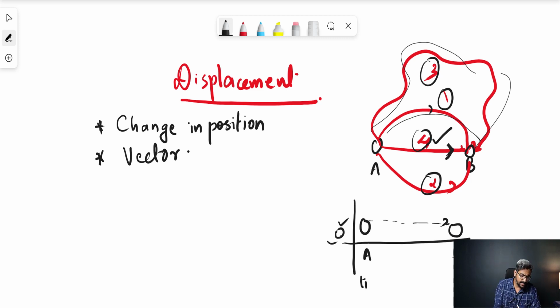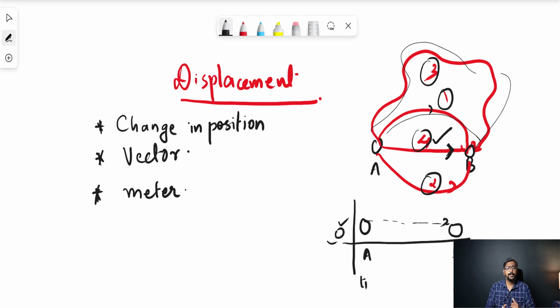Now the third one is, what is the SI unit in the MK system? Definitely, the SI unit of displacement. Even though it is change in position, we can say that the length is measured there. So we can say meter is the SI unit of displacement. So I hope you got the point, both displacement as well as distance. What is the difference between distance and displacement?